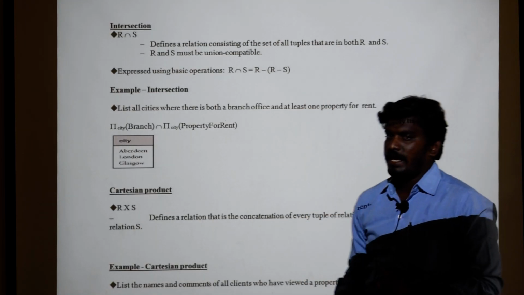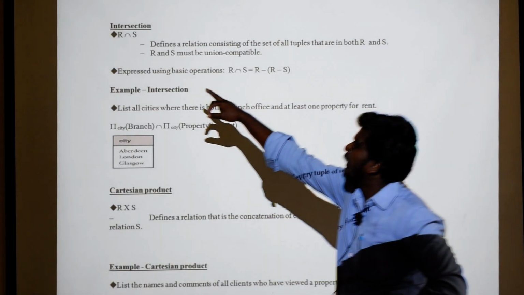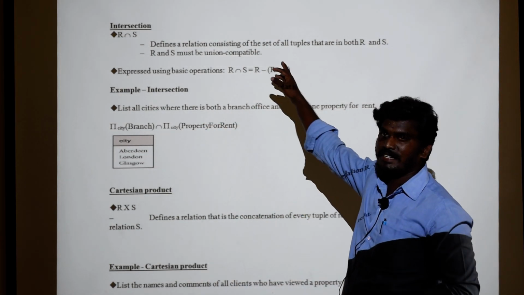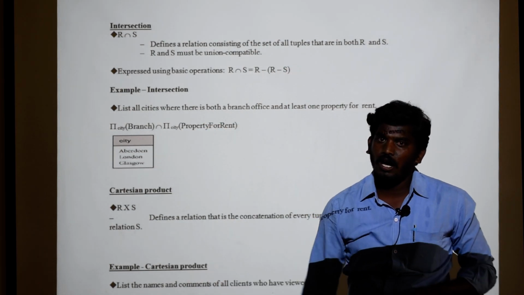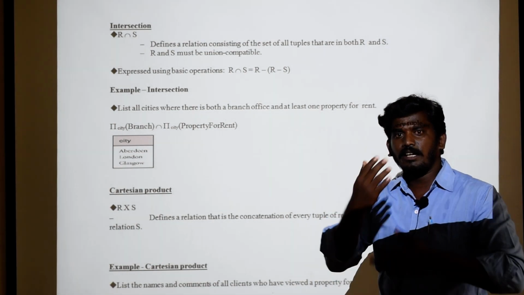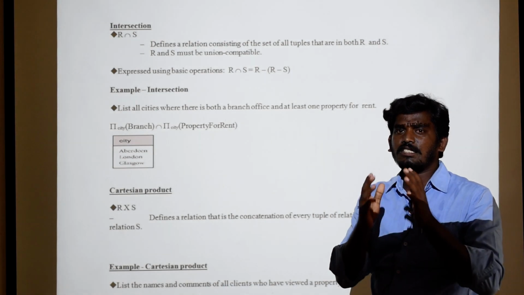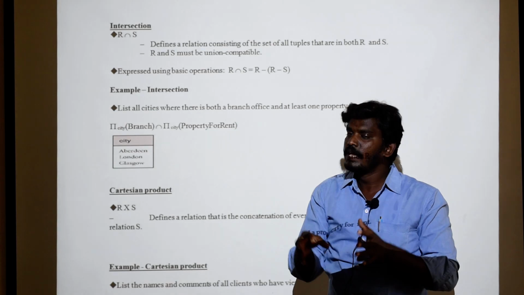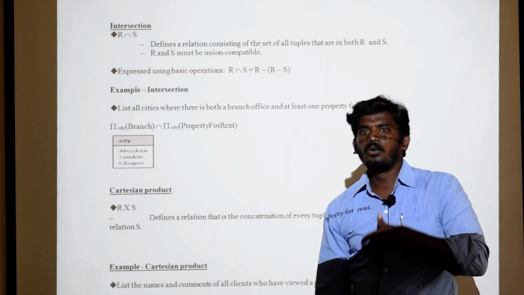Intersection, as it is relevant. So R intersection S, this is the symbol. The definition is a relation consisting of a set of tuples that are in both R and S. Which constraint you satisfied, or what are the predicate elements you want, it is automatically eliminated or you have to add it.